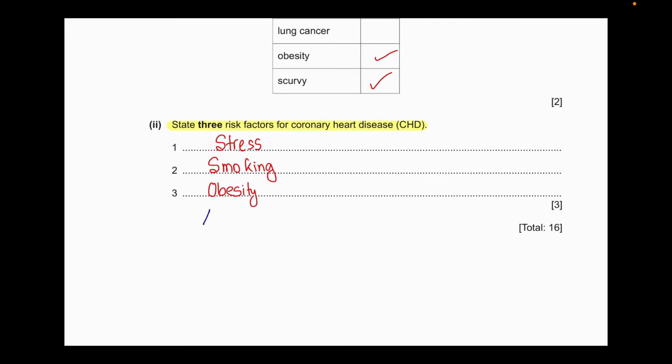Other things that can also play an important role include age, sex, lack of exercise. Guys, the term sex basically refers to the particular person's gender. So, males are at a higher risk of developing coronary heart disease than females.